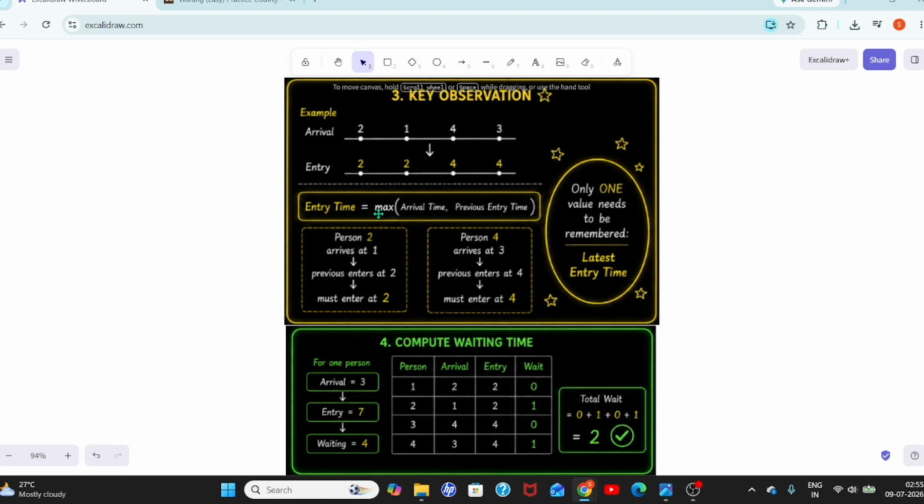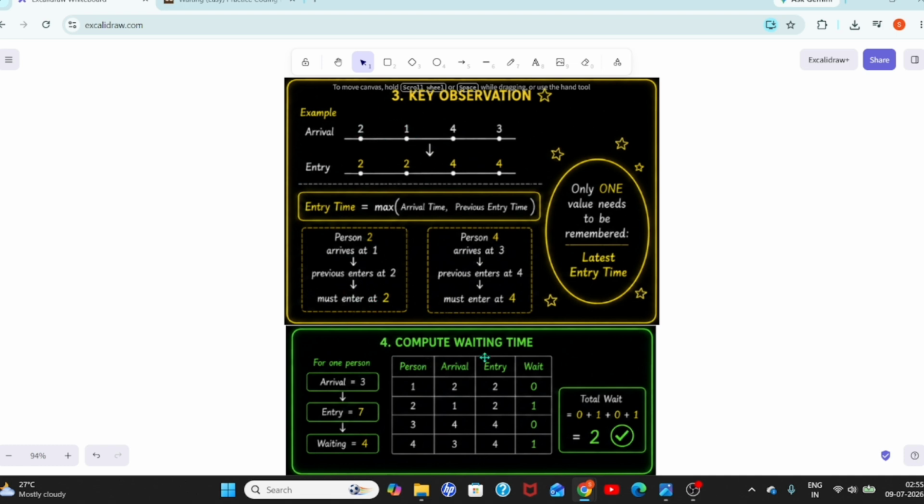So what will be the entry time? Maximum of arrival time and previous entry time. If a person arrives at 1 but the previous person enters at 2, the second person has to enter after this. So it will enter at 2.